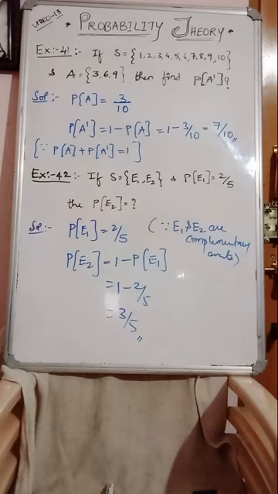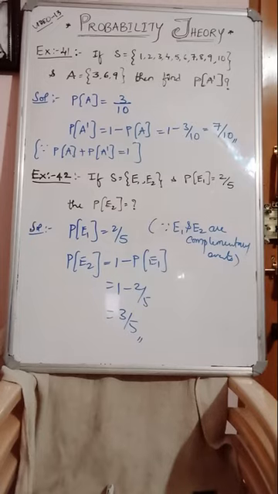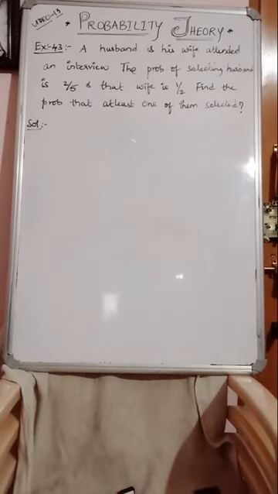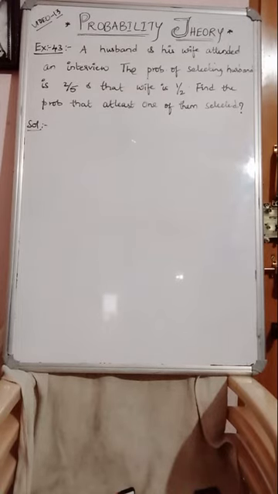So let us continue a few more problems now. Look at the problem now. A husband and wife attended an interview. The probability of selecting the husband is 2 by 5 and that of the wife is 1 by 2. So here the individual probabilities of selection in an interview for husband as well as wife are both given. Find the probability that at least one of them is selected for an interview. So this is the question.